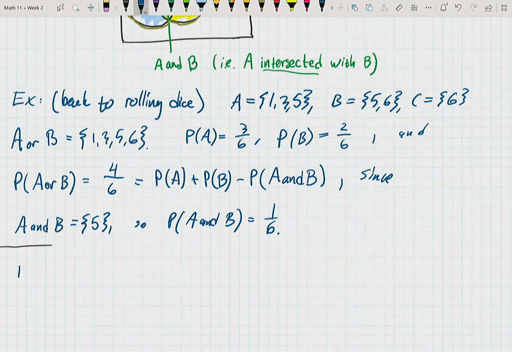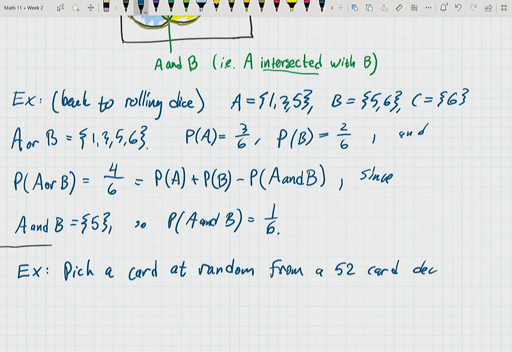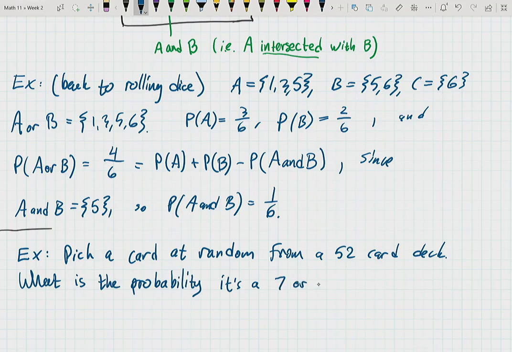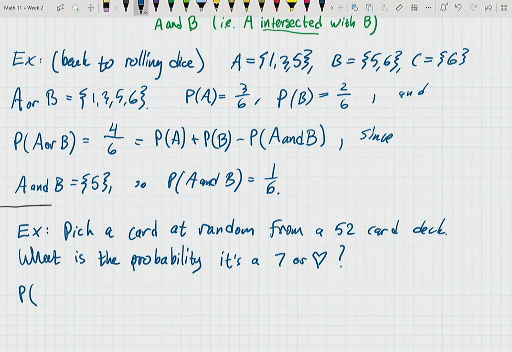Here's another example. How about if you pick a card at random from a 52-card deck? What is the probability that it's a, how about a 7 or a heart? So the probability that we get a 7 or a heart will be the probability we get a 7 plus the probability we get a heart minus the probability that it's, well, the 7 of hearts.